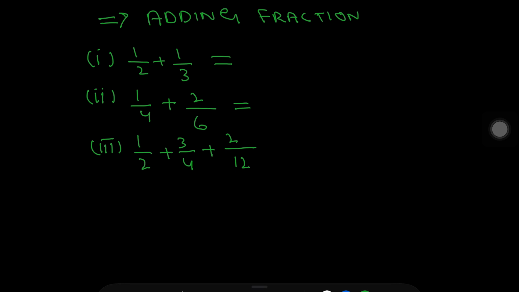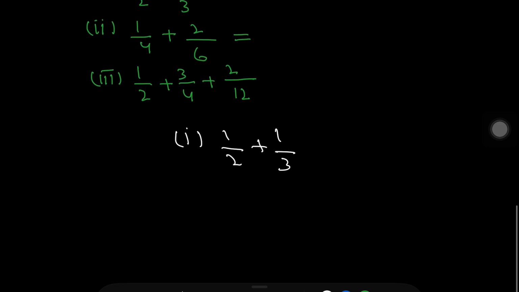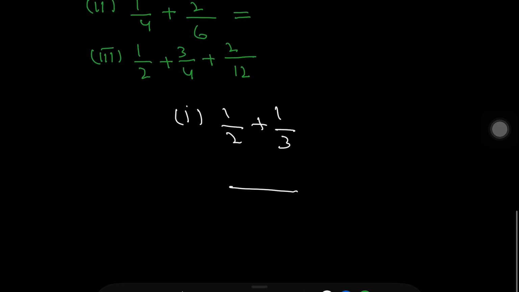So how to add? First of all we solve number 1: 1 upon 2 plus 1 upon 3. Here we first find the LCM of 2 and 3. We choose the least common multiple, LCM. For 2 and 3, we choose a number on which both the 2 table and the 3 table go. So here we choose the number 6.